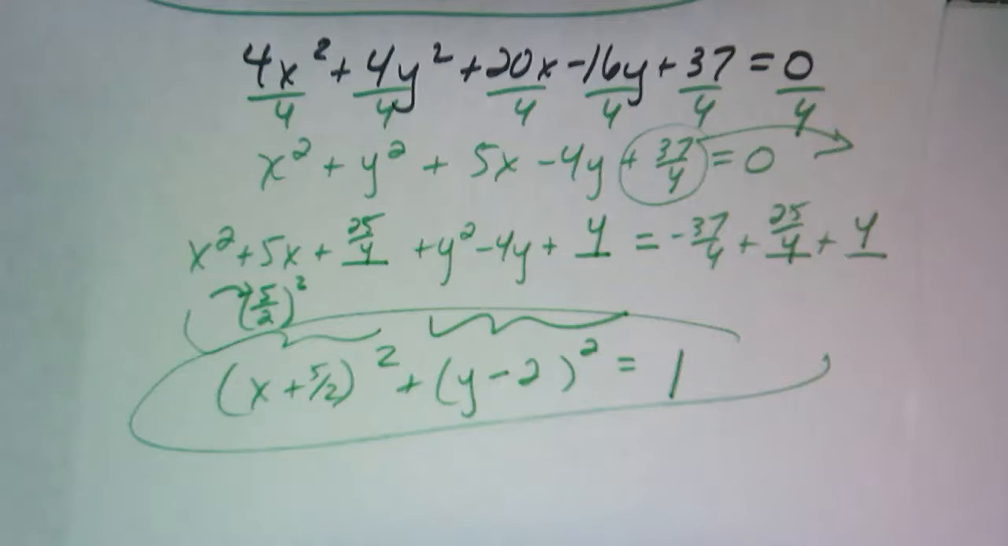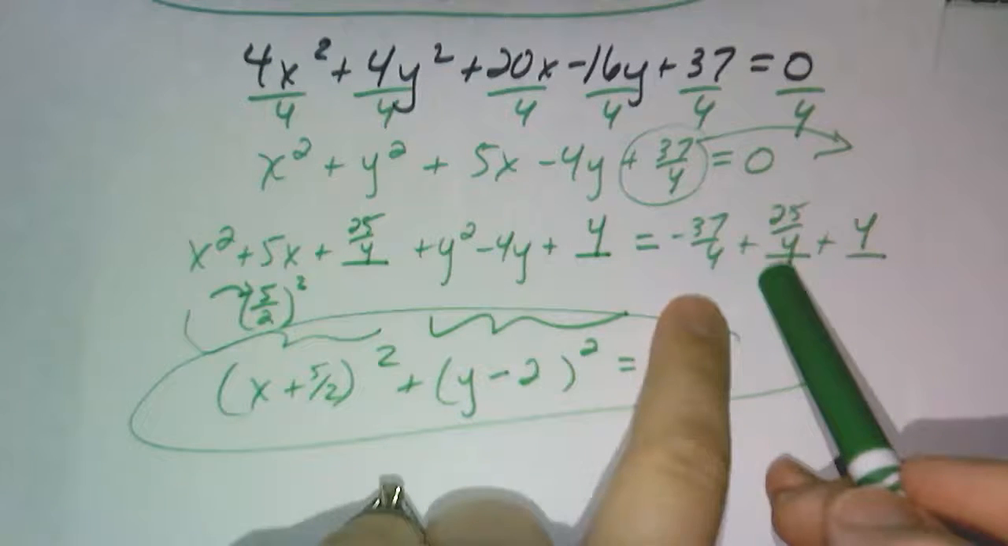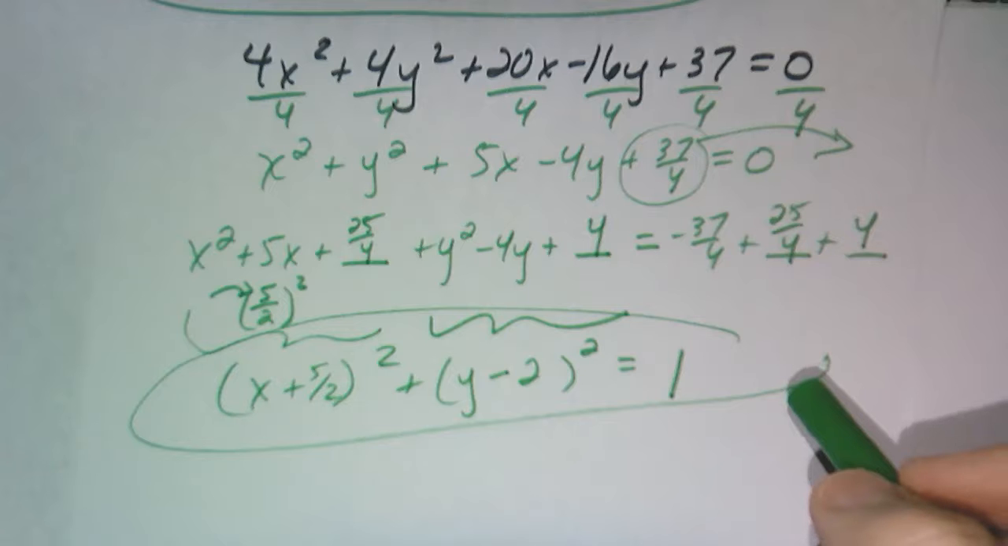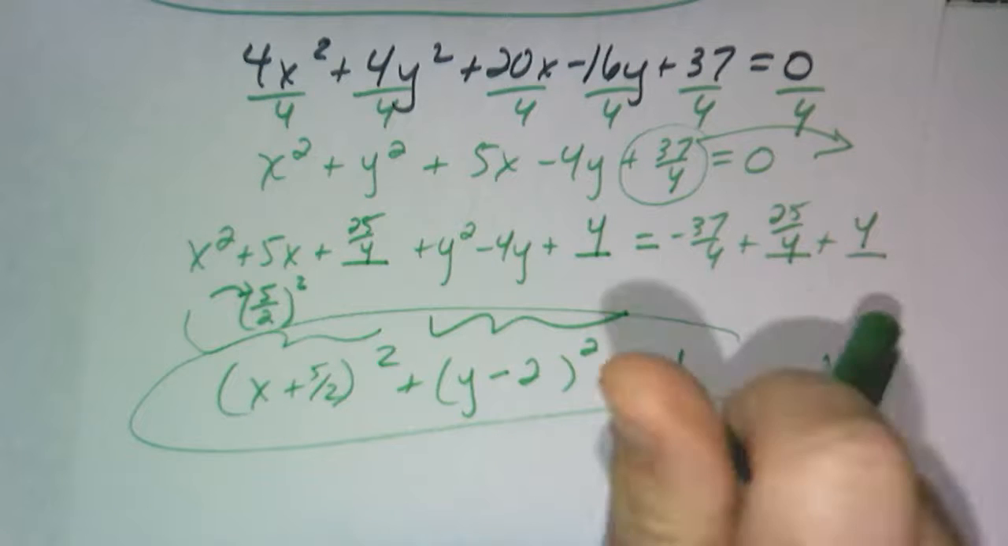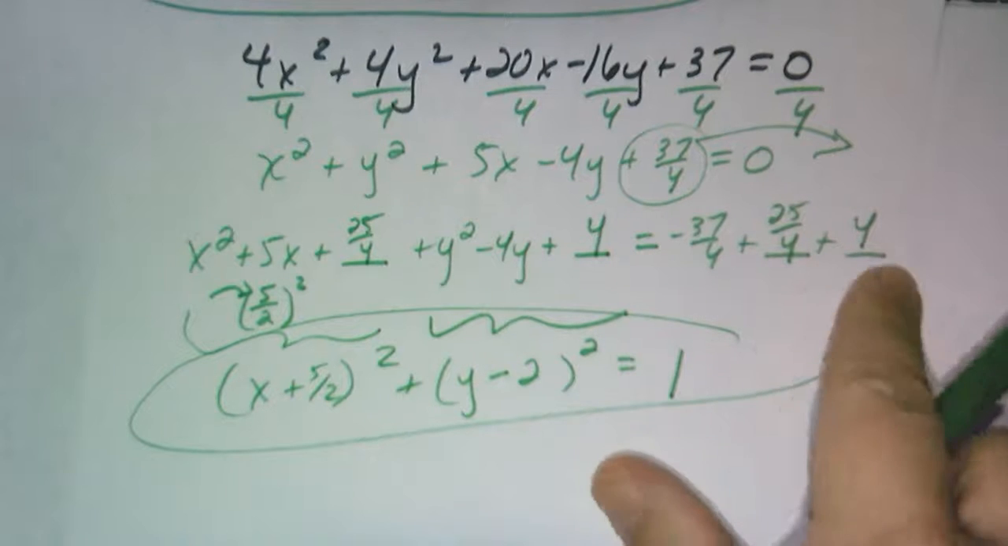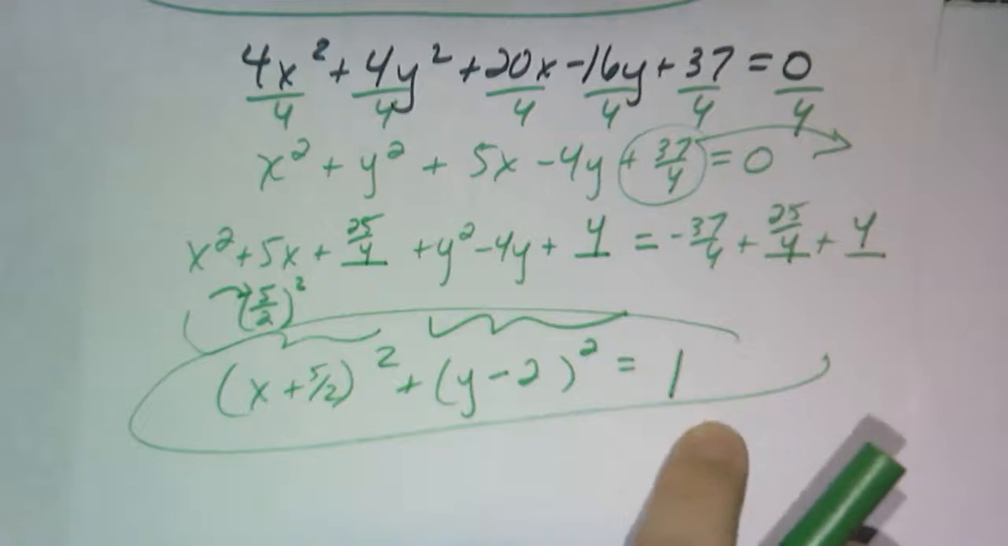Okay. All right, so did I lose anybody here? How did I do this? Yeah. -37 plus 25/4 is -12/4. What's -12 divided by 4? -3 plus 4 is 1.